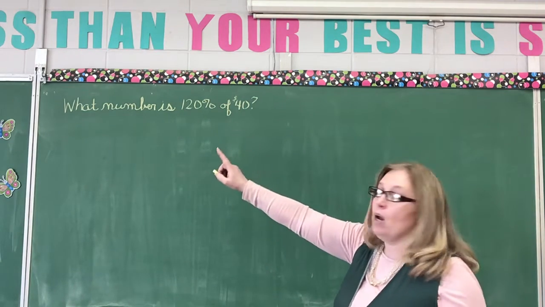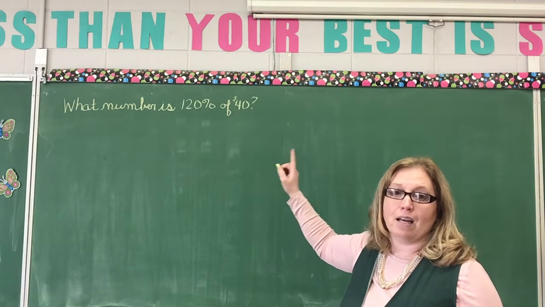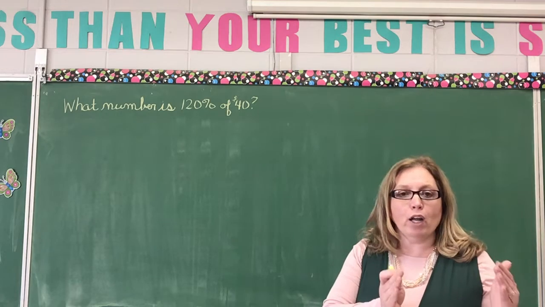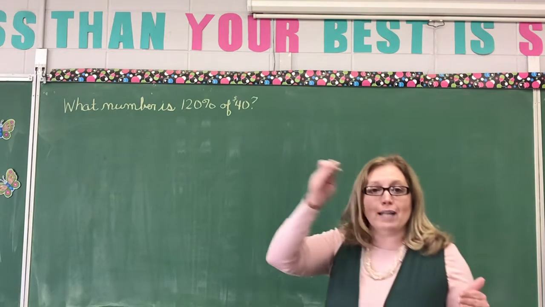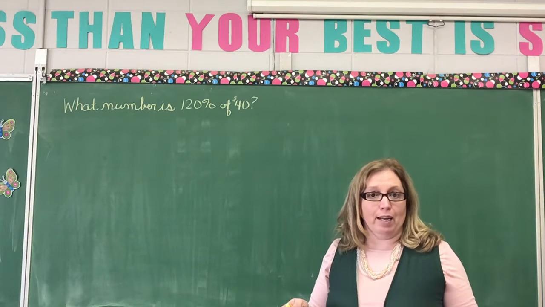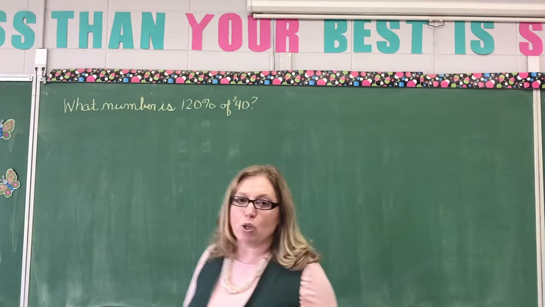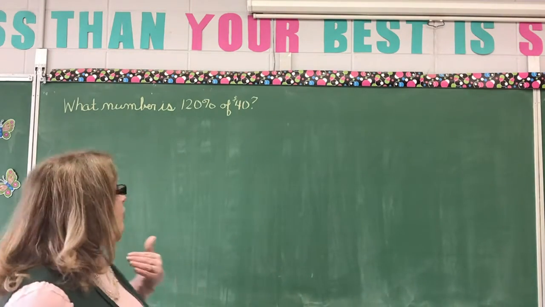Well, we're going to say what number is 120% of 40? Why 120%? 100% is his original amount that he paid. 20% is the profit he wants to make. Now, it's not all profit, but that's for another day. All right? So here's what we're going to do. We're going to figure this out.